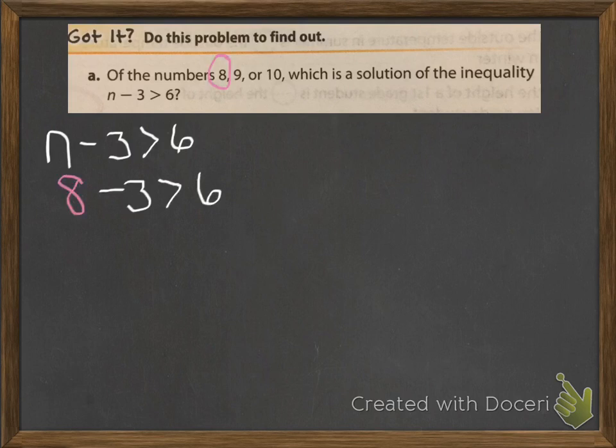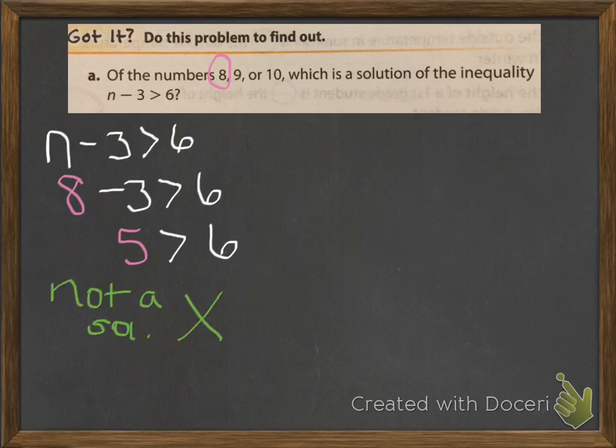All right, welcome back. So what I've done here is I've plugged in the number 8 in pink and I've circled the 8 up there. And now I'm just going to work through that. So 8 minus 3 is 5. And then I'm going to leave everything else white. That would be read out loud: 5 is greater than 6, because the alligator mouth is eating the 5. And we need to ask ourselves, is 5 greater than 6? Well, 5 is not greater than 6. So we're going to say that that is not a solution. Okay, and we're going to put a big X right here.